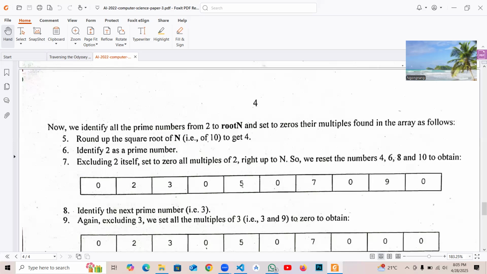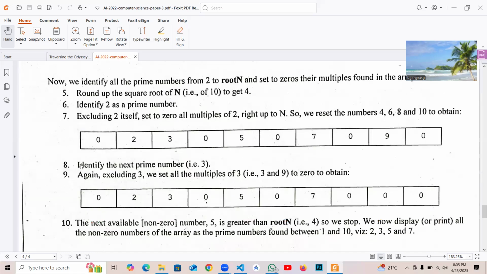We move to the next one, 5. Sorry, we are still on that range. Let me not go to 5 yet. We see that 4 is a multiple of 2. 6 can divide 2. We set it to 0. 8 can divide 2. We set it to 0. 10 can divide 2. We set it to 0. Or it's a multiple of 2. Identify the next prime number, which is 3.